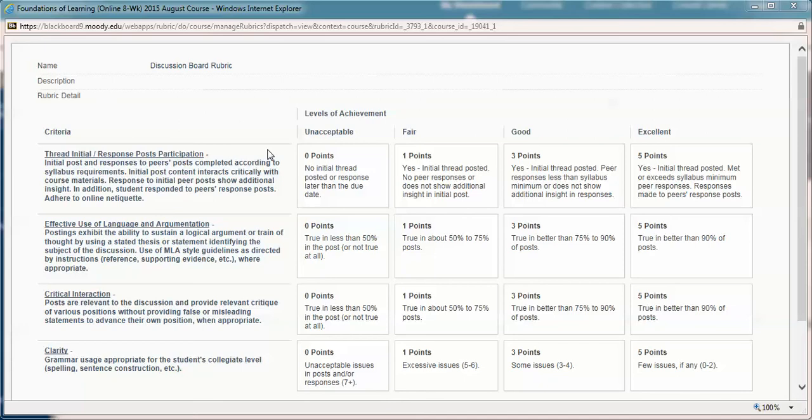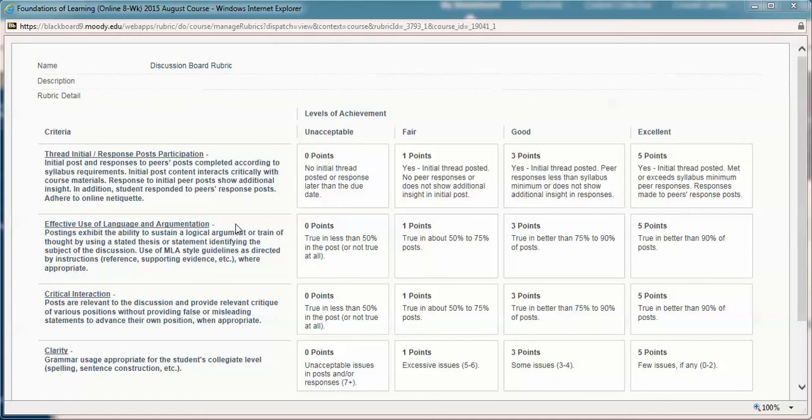The second criteria that we're going to look at is called effective use of language and argumentation. Basically, we want you to be able to put your thoughts down in a logical and sequential manner so that it makes sense when somebody reads it. You should have some sort of what we're calling a thesis statement, or a statement identifying the subject of the discussion. Here you need to use MLA style guidelines as part of your response.